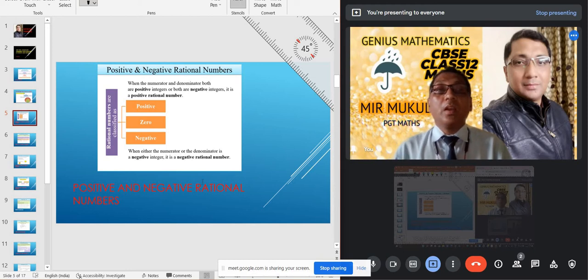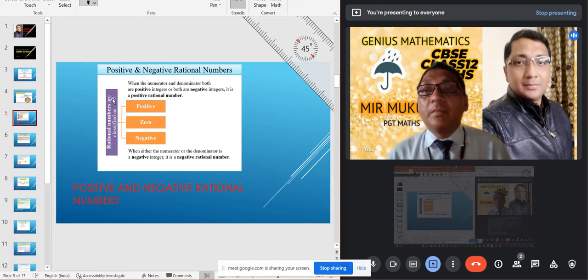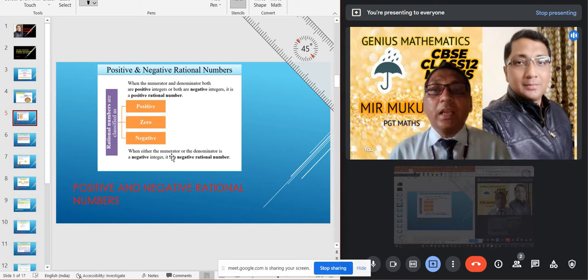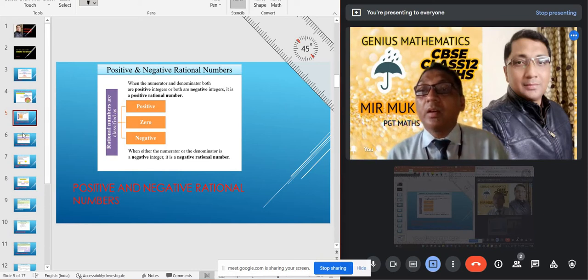Now, rational number will be positive, negative, both type. So rational numbers are classified as positive, 0 or negative. Okay, when either the numerator or denominator is a negative integer, it is a negative rational number. So we'll get then negative rational number. Okay, fine.